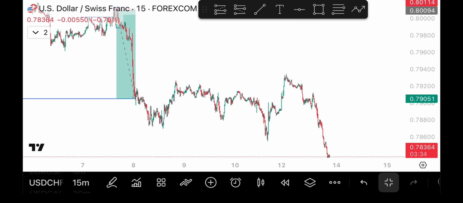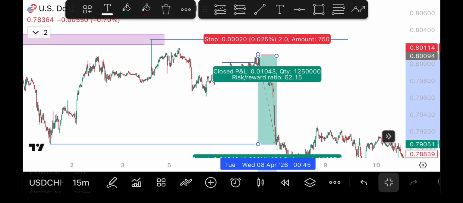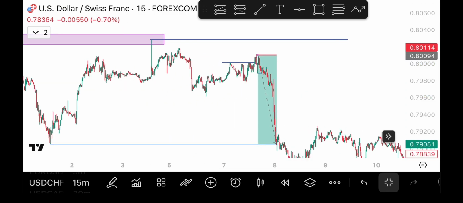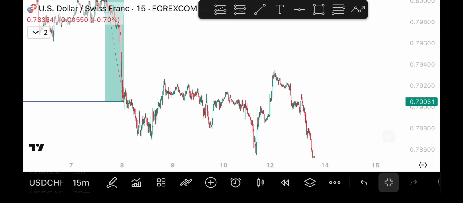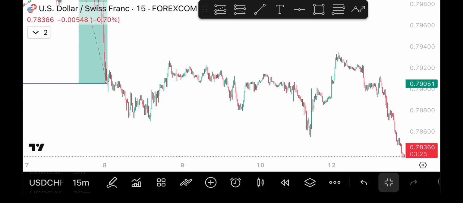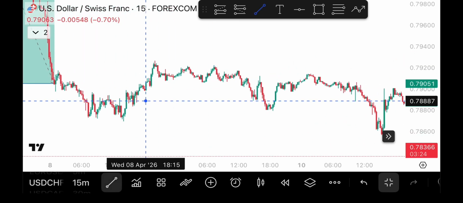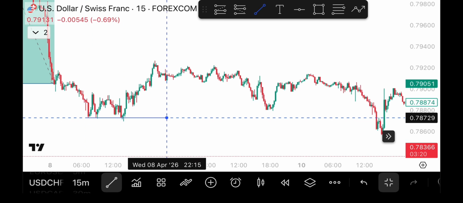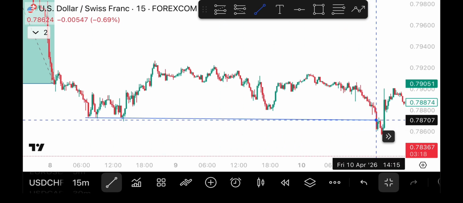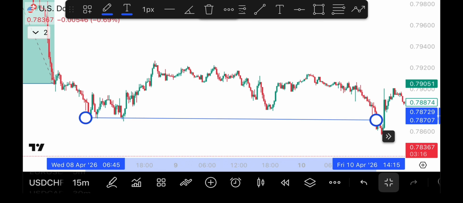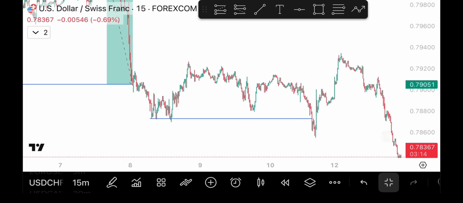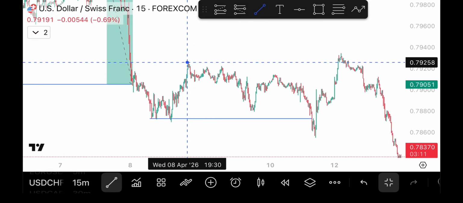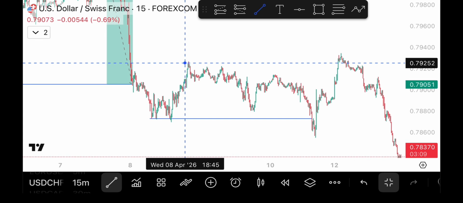So moving on to the USD CHF, which happens to be the United States dollar and the Swiss franc. So now that's a 1:52 setup that I caught last week Friday. Yeah, that's a 1:52 setup. So now coming back into the markets today in preparation for tomorrow. So I marked out my BOS to the downside, telling us the market is currently bearish.